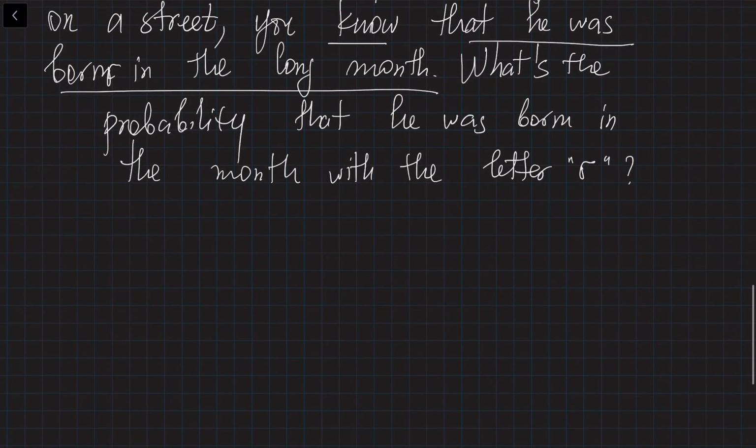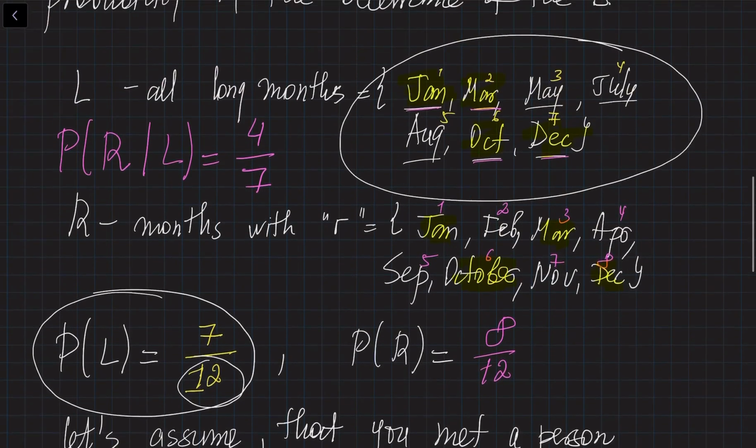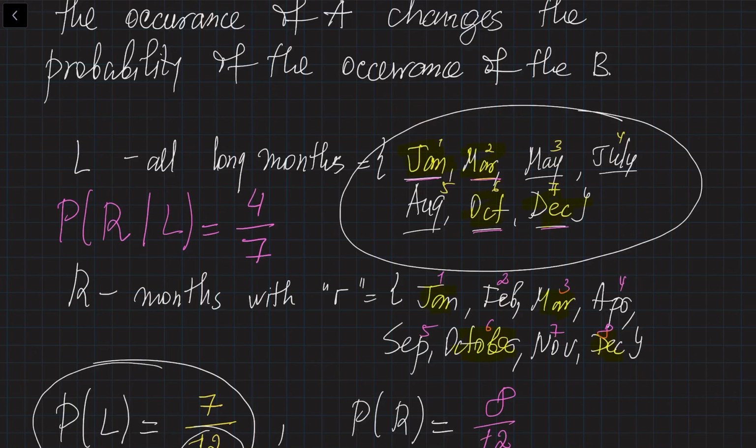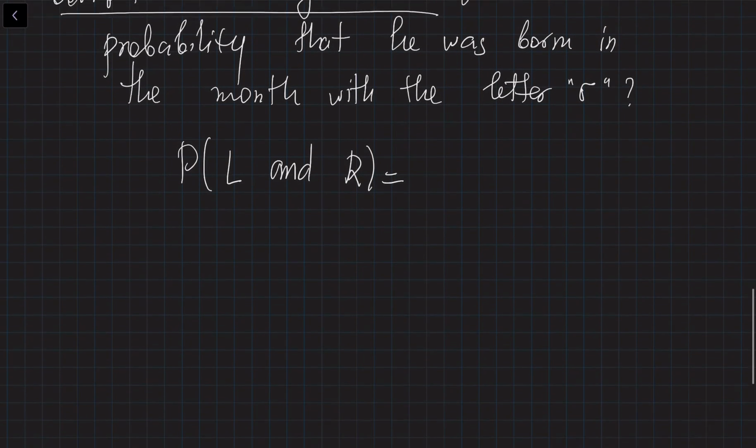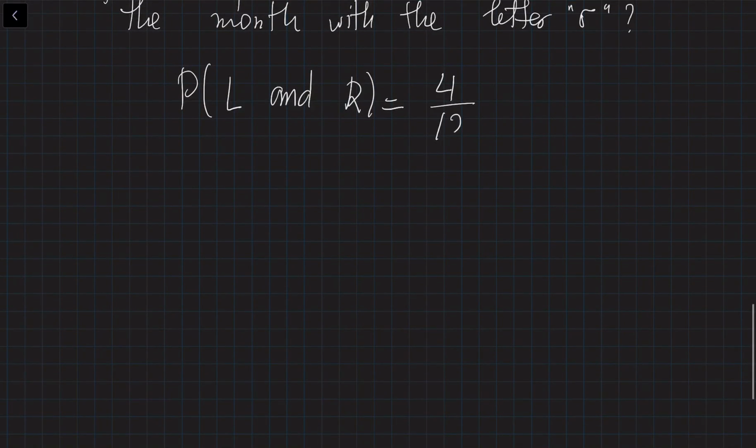So that is why if I would like to find the probability that a person was born in the long months and in the months with the letter R, what I have to do is find the intersection between these two sets. The intersection means the months which participate in both of the sets. So there are 4 months which are in both of the events, right? So if this is divided by the number of the months in total, it's going to be equal to 4 over 12. At the same time, the probability that a person was born in the months with the letter R, given the information that he was born in one of the long months, is going to be equal to 4 over 7.